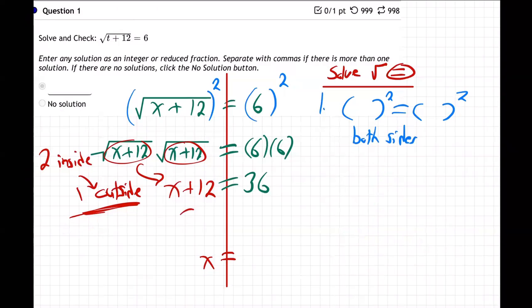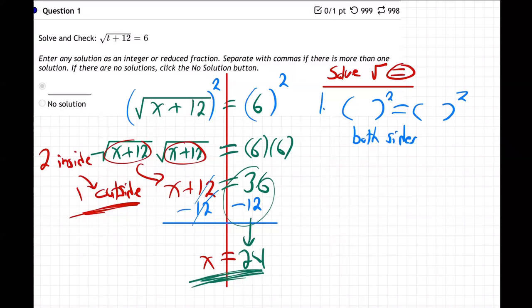Now you just subtract the 12 from both sides, like so. And boom, boom. X is 24. There it is, right? X is 24. And we solved it. So we'll go click 24. That's the answer.